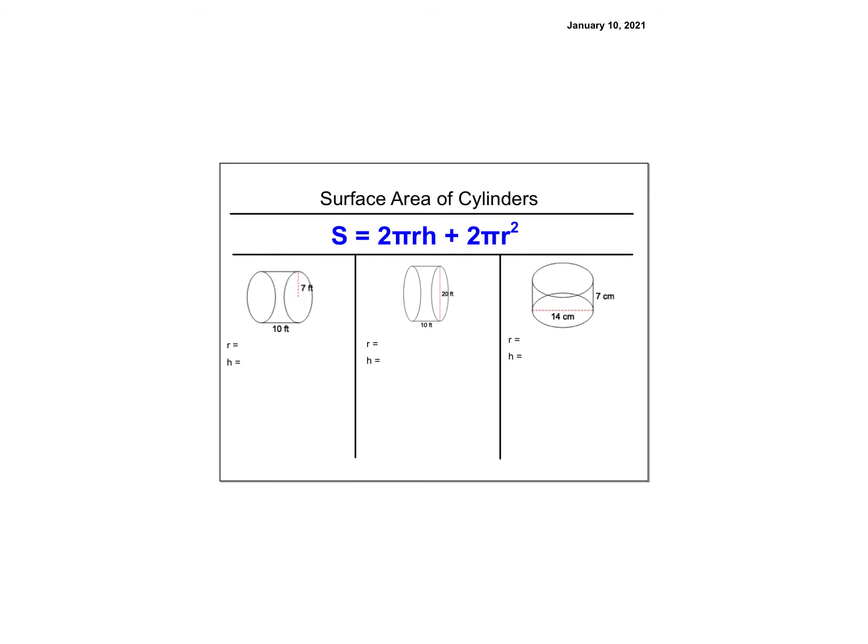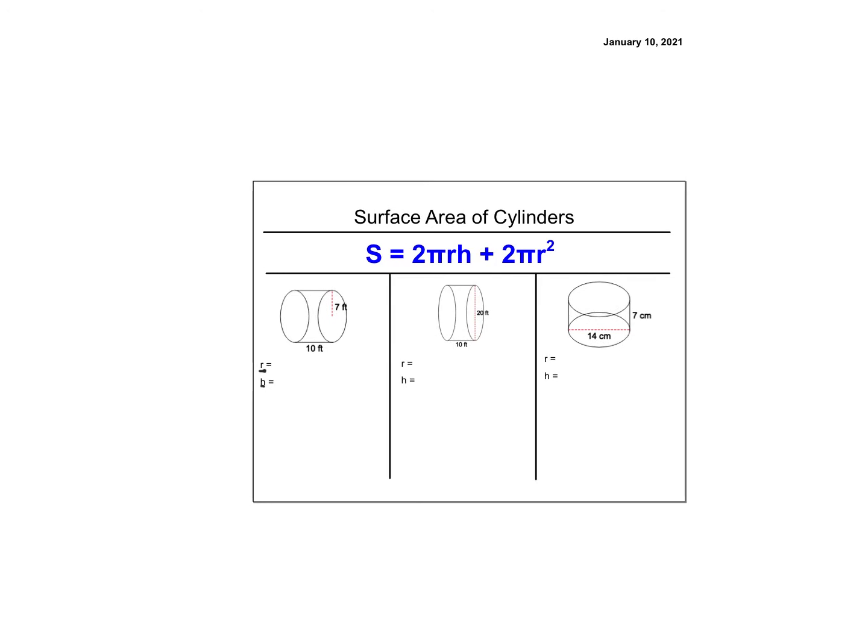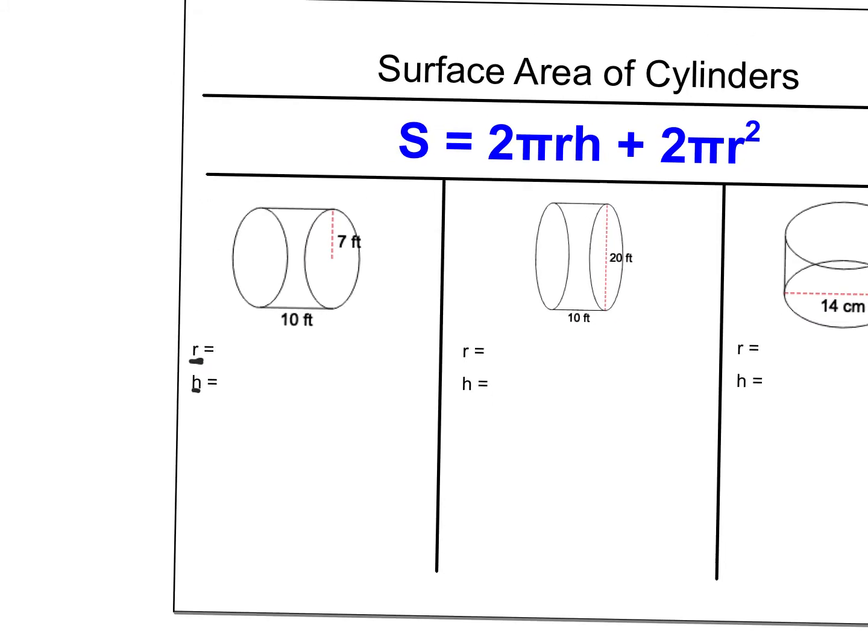So again, the only information we need from our diagram are the radius and height. So the radius is given to us here. Remember, the radius goes from the center to the edge of the circle, and it's 7. The height of the cylinder is 10. So that is, again, the distance between the 2 circles, the 2 bases. So we're going to plug this into our formula.